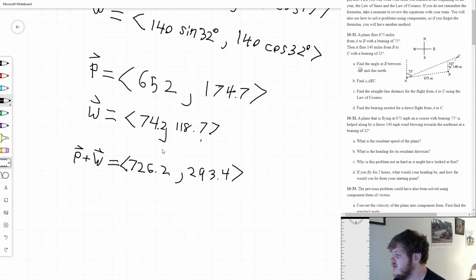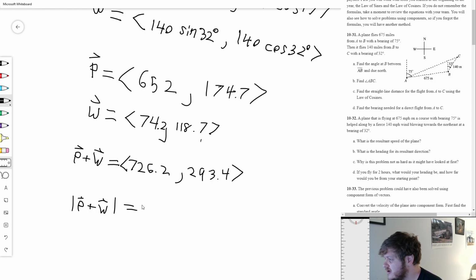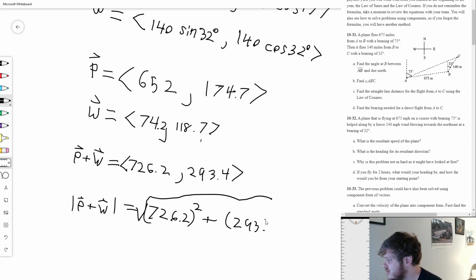Now, we want to find the total distance, which we can just do with our nice little magnitude of P plus W, which then we just invoke the Pythagorean theorem. So that would be 726.2 squared, take the square root, plus 293.4.